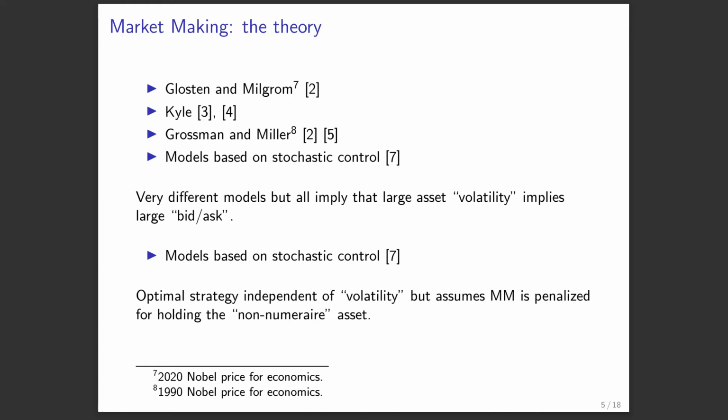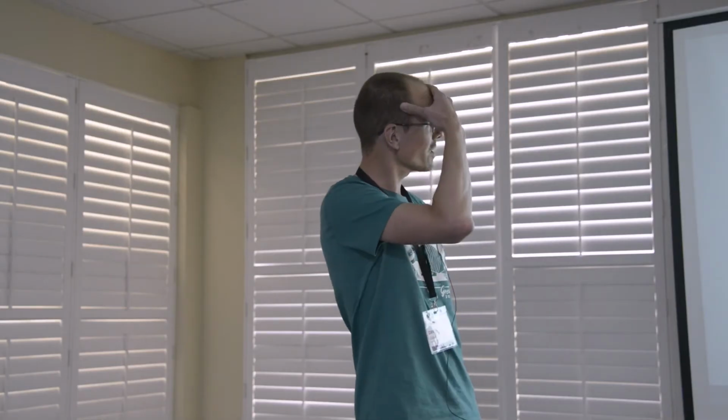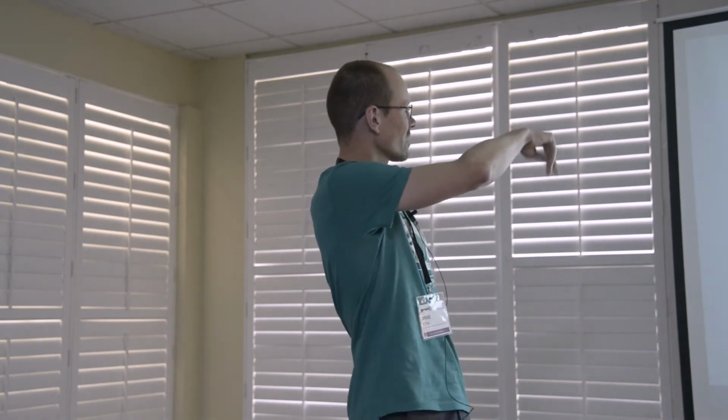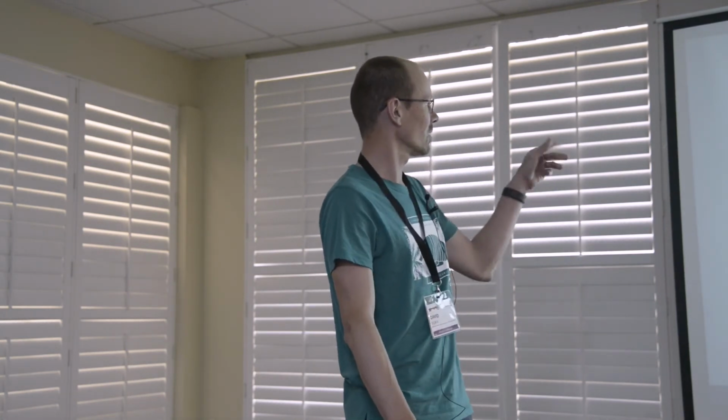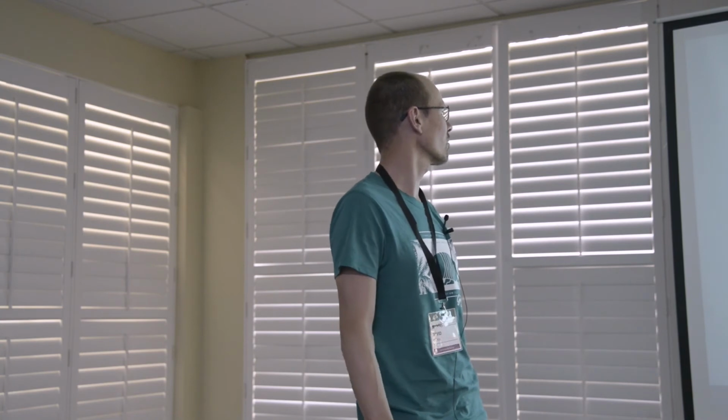And so what does classical market making theory have to say on the topic? We went through some papers, and I list three models named after people, some of them very famous economists, and the last one is based on stochastic control.